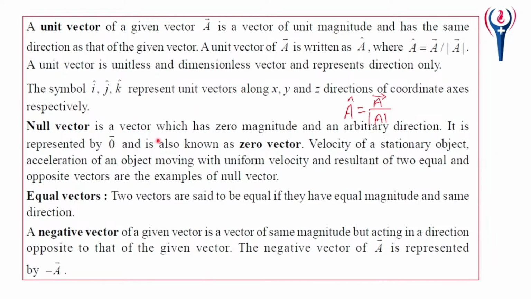Null vector. Null vector is a vector which has zero magnitude and arbitrary direction. It is represented by 0 and is also known as zero vector. Velocity of stationary object, acceleration of an object moving with uniform velocity, result of two vectors in opposite direction are examples of null vector. Equal vectors. Two vectors are said to be equal if they have equal magnitude and same direction. Negative vector, that is, if one of the vectors acts in opposite direction, we can represent that as minus a. That is only negative vector.